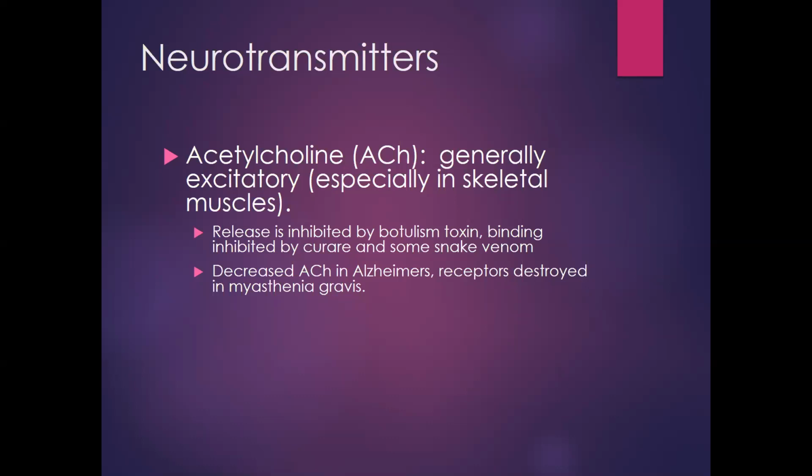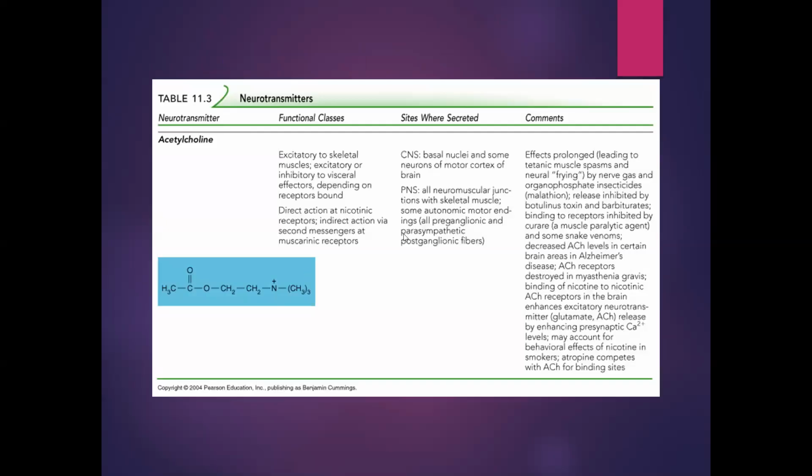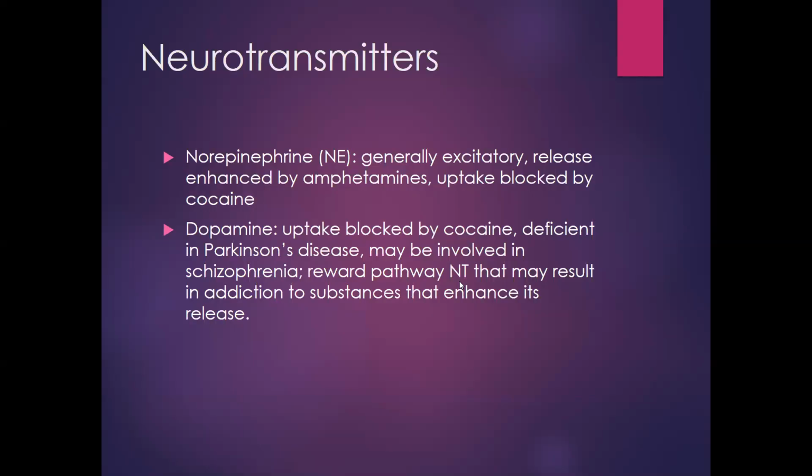And then we have some problems with acetylcholine transmission. We may get decreased acetylcholine in Alzheimer's disease, or receptors get destroyed in an autoimmune disease called myasthenia gravis, so muscle contraction doesn't happen and weakness occurs. And that's just acetylcholine, you can read that if you want.